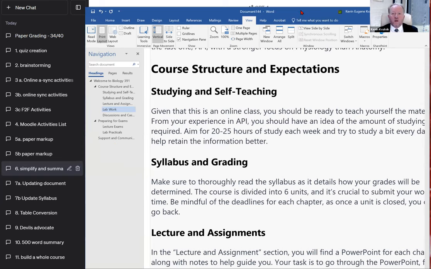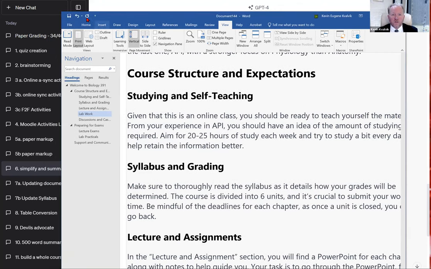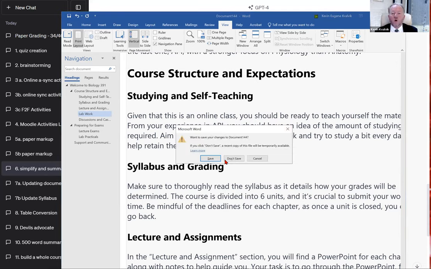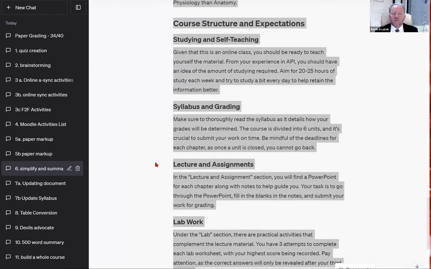Now, another thing I've got to be careful of: if I say clean this up or change it, if it goes to changing words, you have to go through and read every word that it has changed because you really don't know what it's going to say. So that's simplifying and summarizing and also making it accessible.